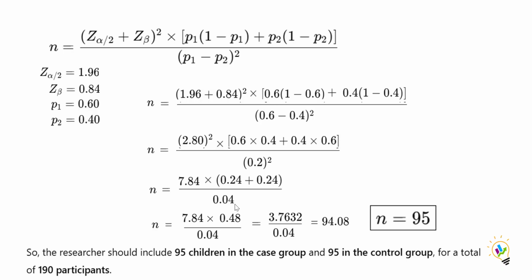So the researcher should include 95 children in the case group and 95 children in the control group, for a total of 190 participants.